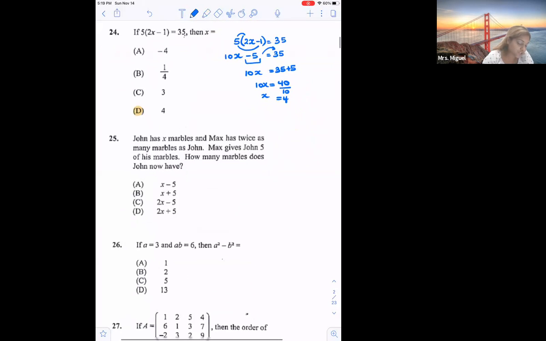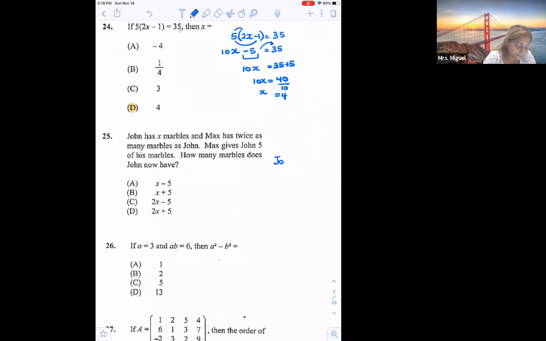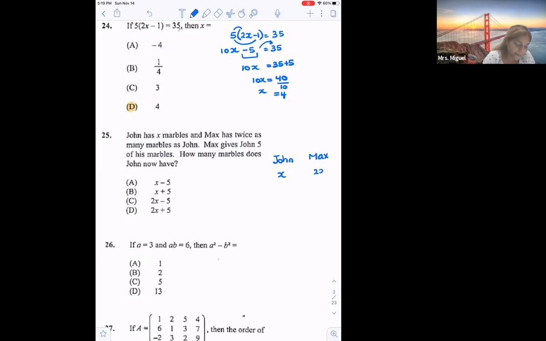Number 25, John has x marbles. So we can write that. John has x. Max has twice as many, so he will have 2 by x, which is 2x. Max gives John 5 of his marbles. So John will have his x plus 5 from Max, which is x plus 5. And there's a lot of variety in this question, so we need to read it carefully.